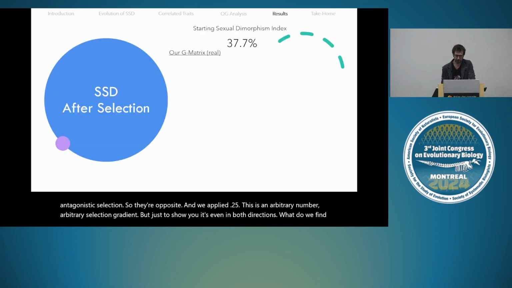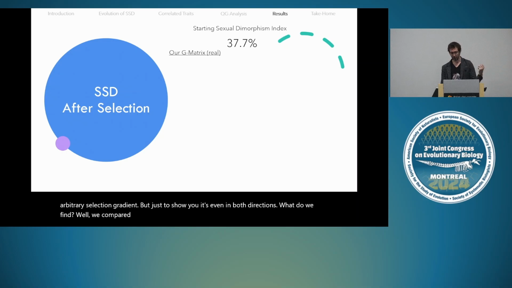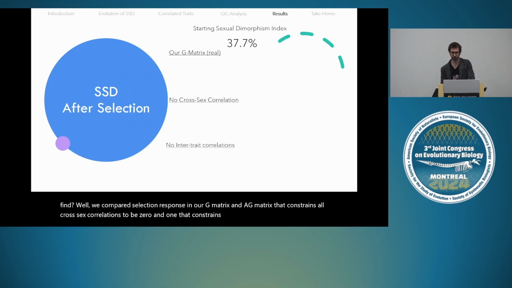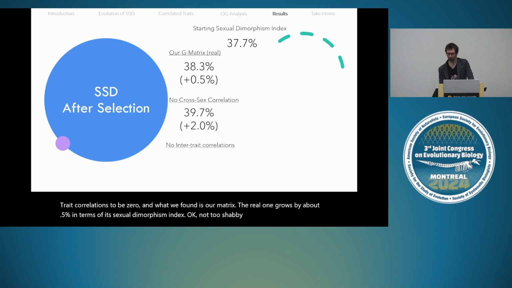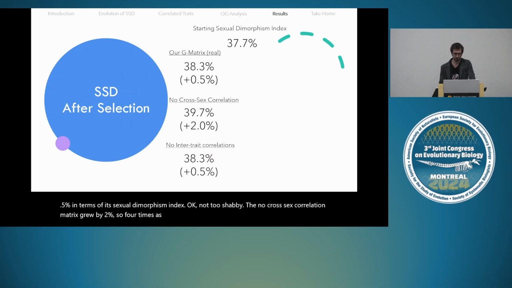Well, we compared selection response in our G matrix, in a G matrix that constrains all cross-sex correlations to be 0, and in one that constrains all cross-trait correlations to be 0. And what we found is our matrix, the real one, grows by about 0.5% in terms of its sexual dimorphism index. Okay, not too shabby. The no cross-sex correlation G matrix grew by 2%, so 4 times as much. And without trait correlations, we see only 0.5% growth again, which kind of suggests that maybe that's not a big part of the story.